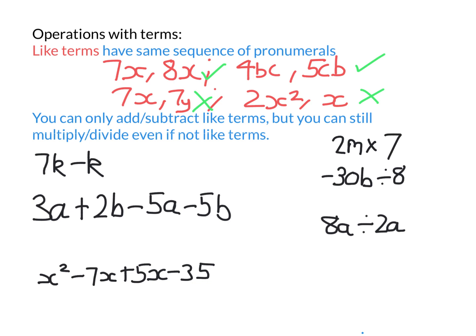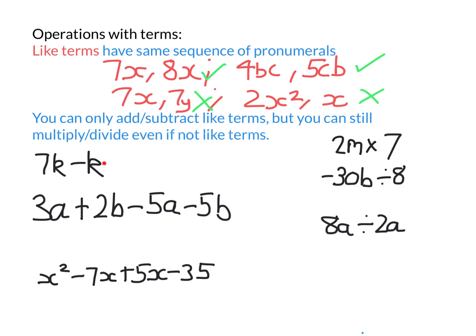Now it turns out you can only add or subtract terms if they're like terms. We could add or subtract these, we could add or subtract these, we couldn't add or subtract these ones here. So you can still multiply and divide terms even if they're not like terms. And the rule here is when you're performing operations with terms, when you're adding, subtracting, multiplying, or dividing terms, you operate on the coefficients. So let's say we have 7k minus k.